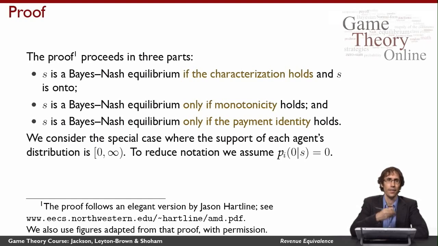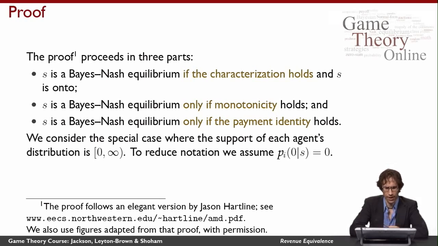I'm going to say that the strategy profile is a Bayes-Nash equilibrium if the monotonicity and payment identity properties hold, and furthermore, S is onto. So I'm going to show that those things suffice to give us a Bayes-Nash equilibrium. Then I'm going to show that those two things are necessary, that S is a Bayes-Nash equilibrium only when monotonicity holds, and that S is a Bayes-Nash equilibrium only when the payment identity holds.